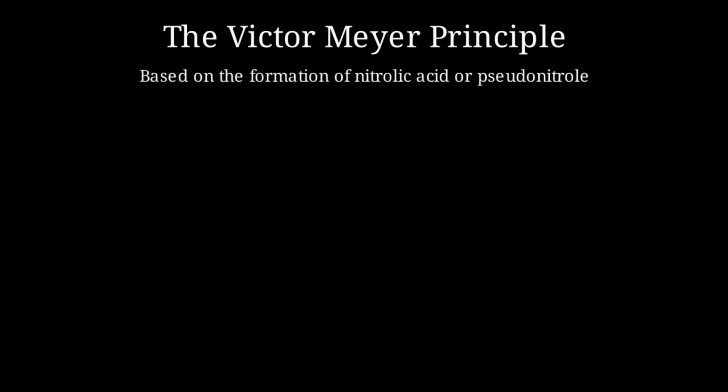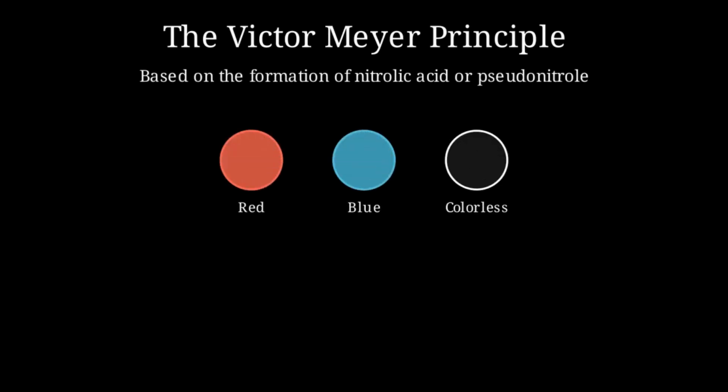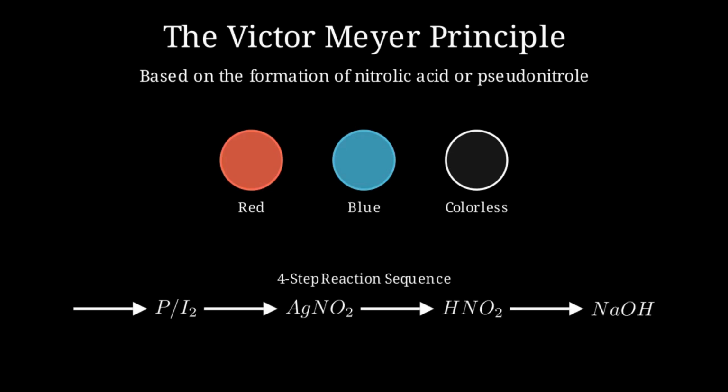The Victor Meyer test relies on a series of chemical transformations that convert alcohols into nitro compounds. The final color of the solution after adding an alkali provides a definitive visual confirmation of the alcohol's original structure. Let's break down the chemistry step by step.